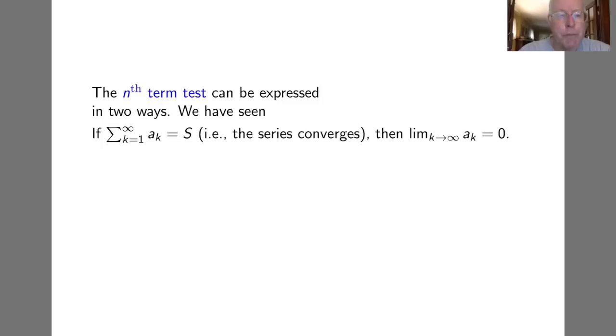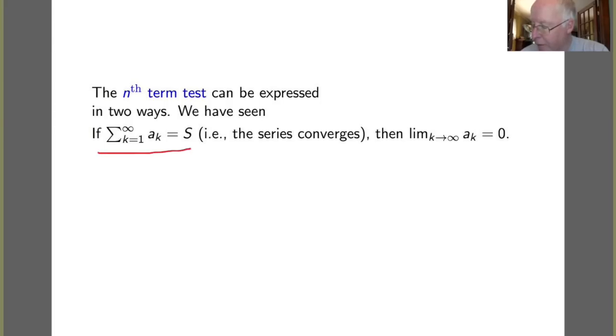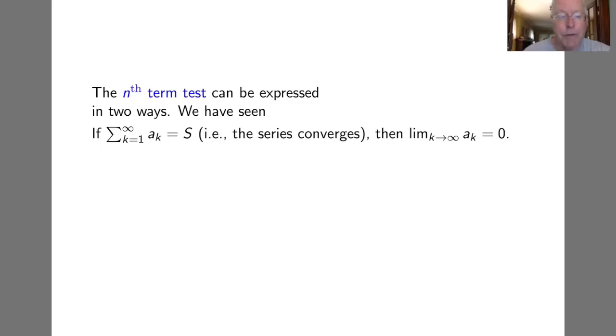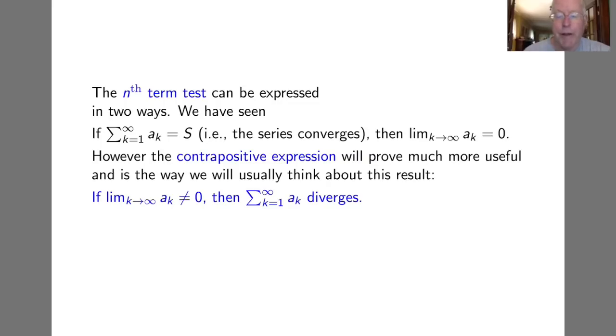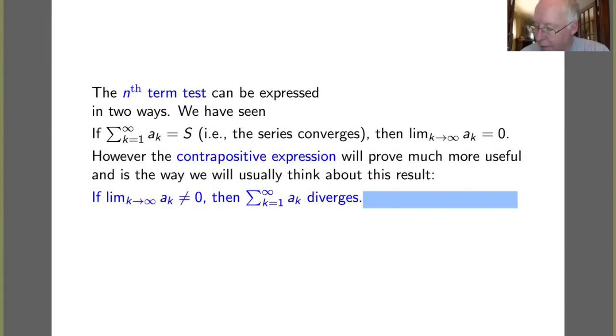Now, there's another way to express this nth term test. We've already seen the first way. In other words, if an infinite series converges, then the terms must go to 0 in the limit. However, we can state the contrapositive here, which says the following. And this is going to be much more useful for us. The contrapositive statement says this: if the limit as k goes to infinity of a sub k is not 0, then the infinite series diverges. So think about this a moment.